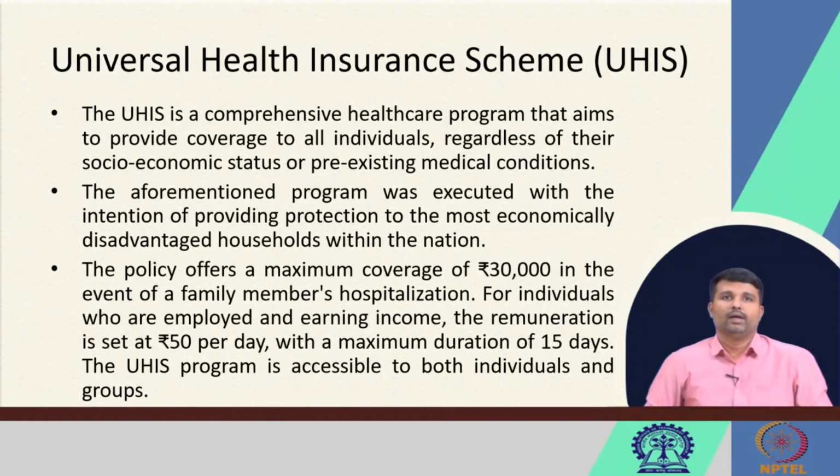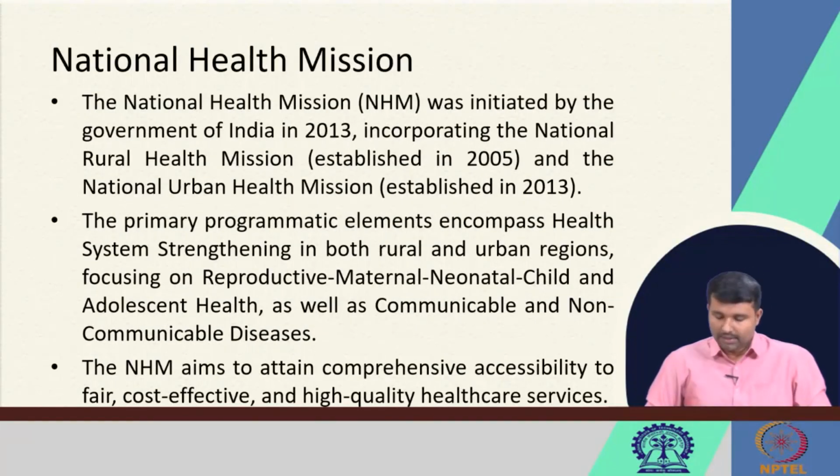The Universal Health Insurance Scheme is a comprehensive healthcare program that aims to provide coverage to all individuals regardless of their socioeconomic status or pre-existing medical conditions. This program was executed with the intention of providing healthcare protection to the most economically disadvantaged households in the nation. The policy has a maximum coverage of rupees 30,000 in the event of family members' hospitalization. For individuals who are employed and earning income, the remuneration is set as rupees 50 per day with a maximum duration of 15 days. The National Health Mission was initiated by the government in 2013.